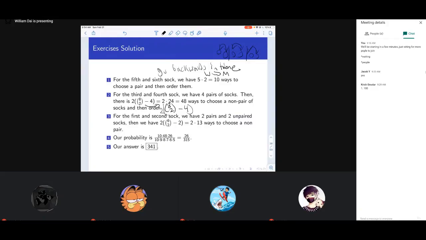Okay, and now for your first and second sock, we have 2 pairs and 2 unpaired socks. And we do the same thing again. We have 6 choose 2 total ways, and then we subtract out 2 because that's the number of pairs. And we just compute all of this out here.